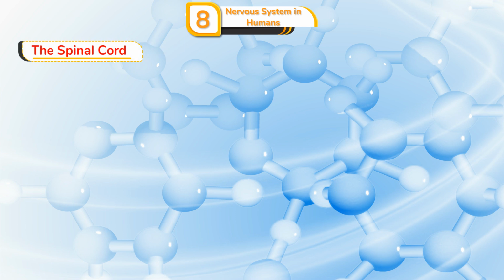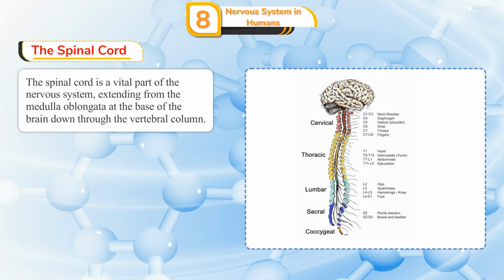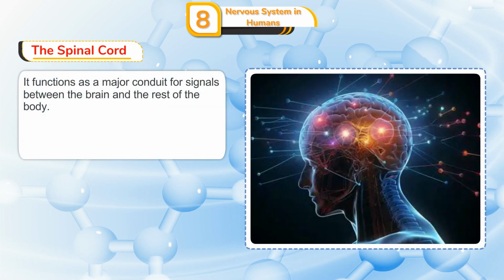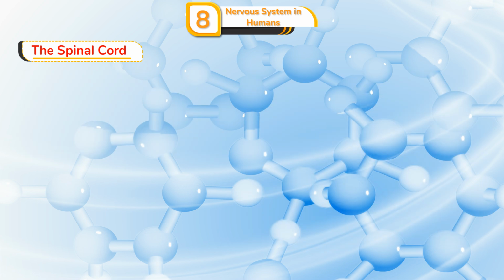The spinal cord. The spinal cord is a vital part of the nervous system, extending from the medulla oblongata, at the base of the brain down through the vertebral column. It functions as a major conduit for signals between the brain and the rest of the body.